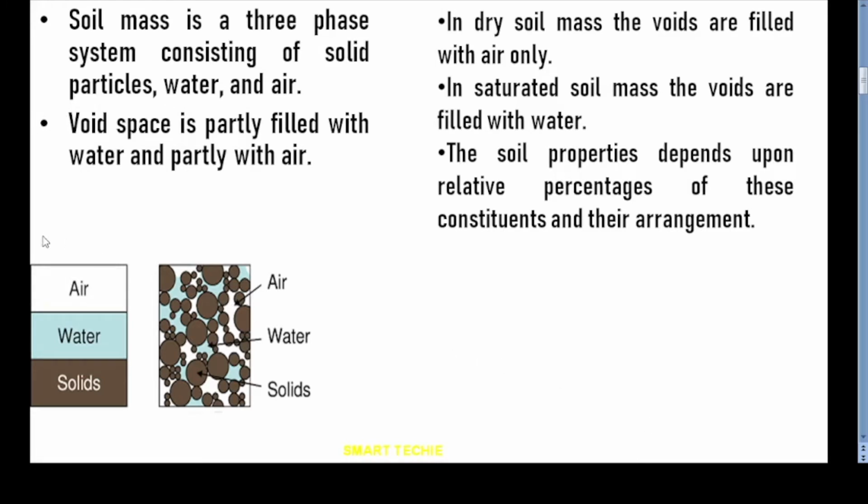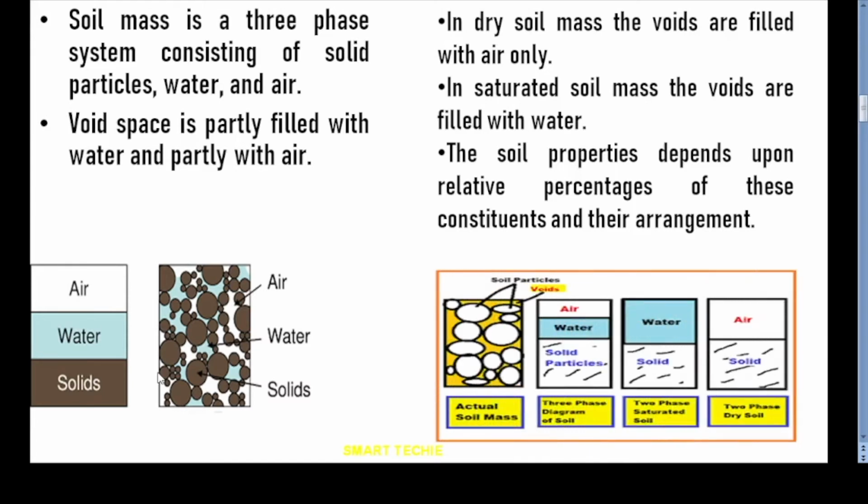So this is a typical representation of a three-phase diagram of soil wherein the brown circular particles are nothing but the solids. Void space is nothing but the gaps which are present in between the solid particles. Now these gaps are sometimes filled with air, which is white representation, and sometimes these gaps are filled with water, which are painted blue in the figure. So this is a three-phase diagram of soil.